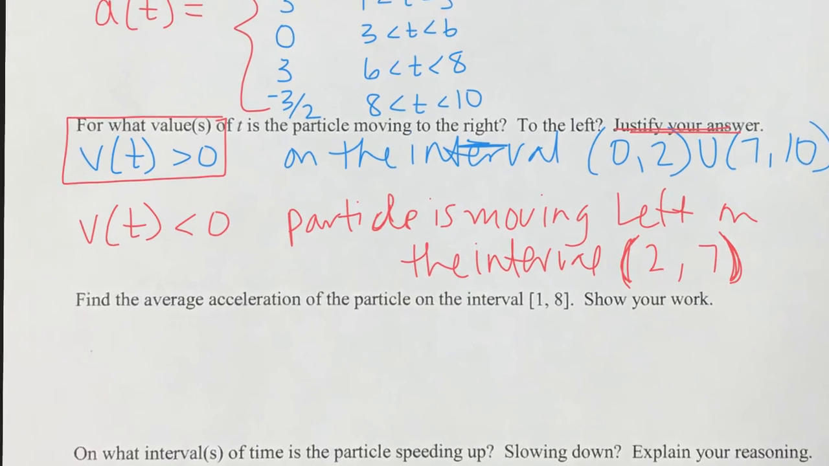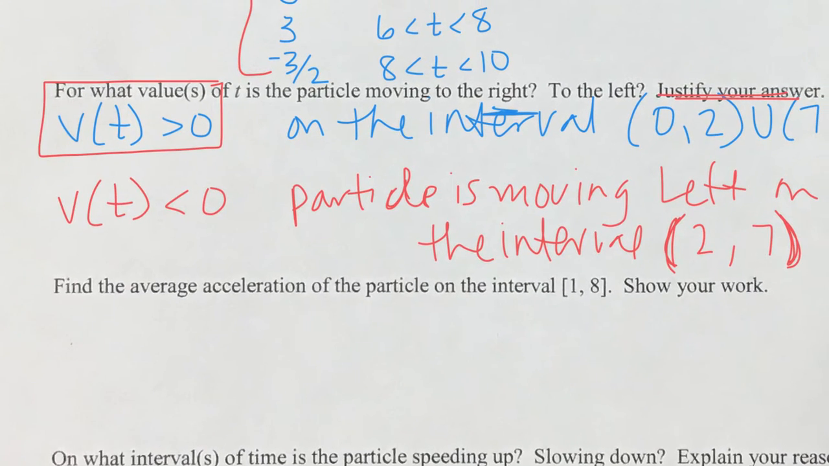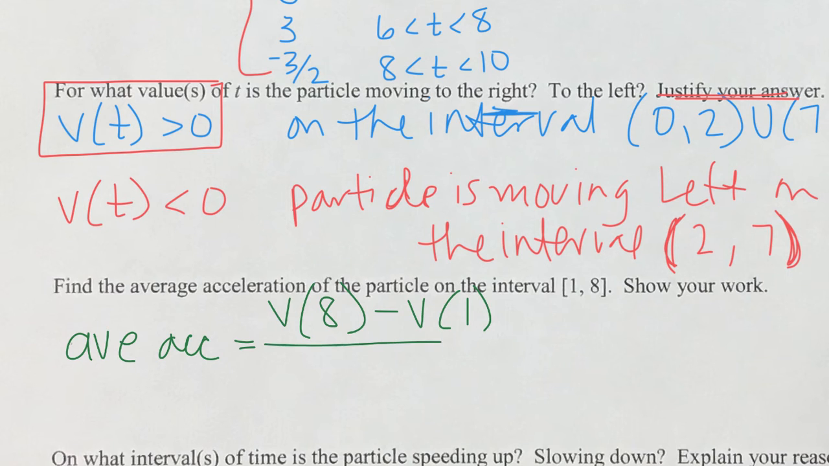Okay, so now it says find the average acceleration. So for average acceleration, we are trying to find a slope, the slope of our line. So we're going to use the slope formula. Slope is velocity at 8 minus velocity at 1, divided by 8 minus 1. We're using an average rate of change formula in order to find the average acceleration on the closed interval from 1 to 8.